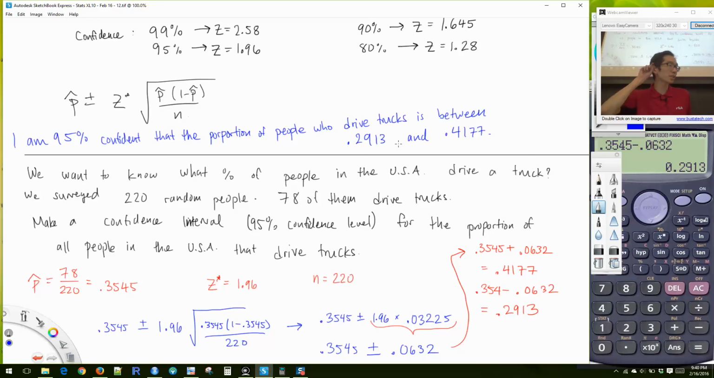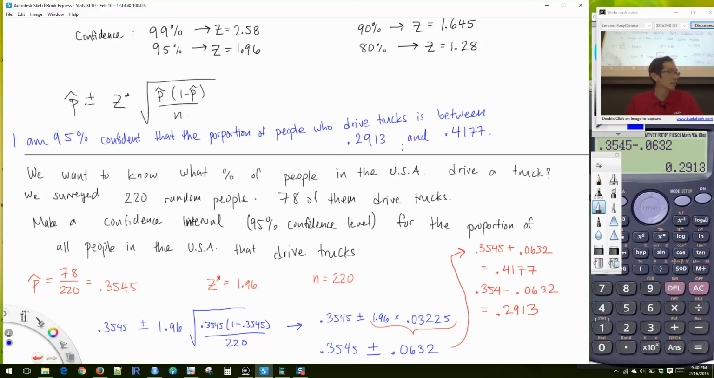If, on the other hand, somebody makes a claim and says, I believe the percentage of people who drive trucks is 70%, do we have evidence that that guy's wrong? Yes, we do. If they say 70%, that's outside of our range of plausible values. So we'd say, I don't think that's right because I surveyed 220 people and I created this confidence interval, or basically this zone of plausibility, and that only goes from 29 to 41%. So I don't know how you're getting that number to 70%, okay?